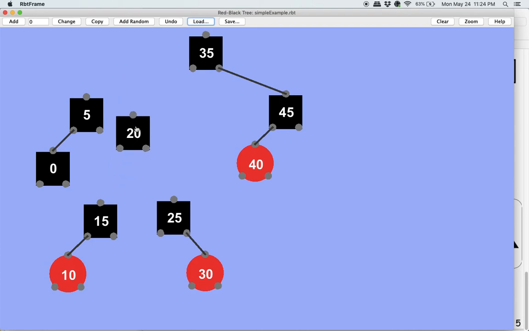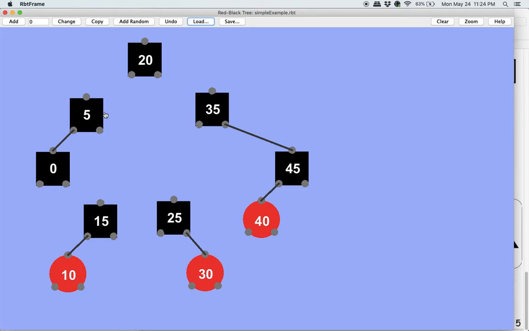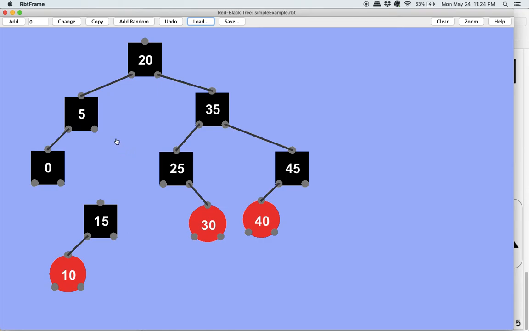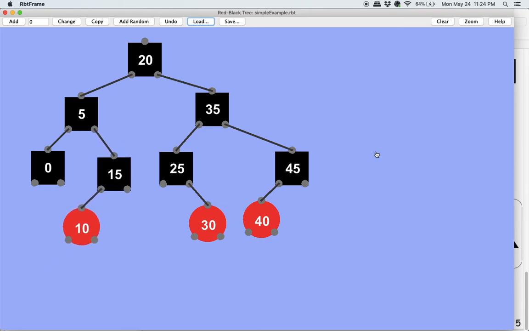The niece becomes the new root of the subtree, which in this case is the entire tree. And the subtrees fall and get connected, falling into place like this. And this is my new red-black tree. I want to delete the 45. It's got a single child, so I do a single child replacement.